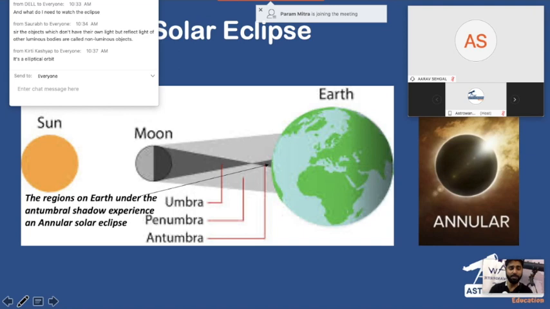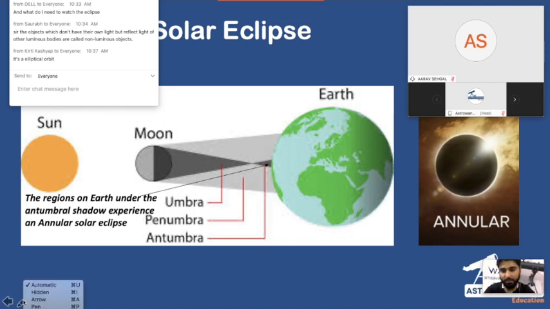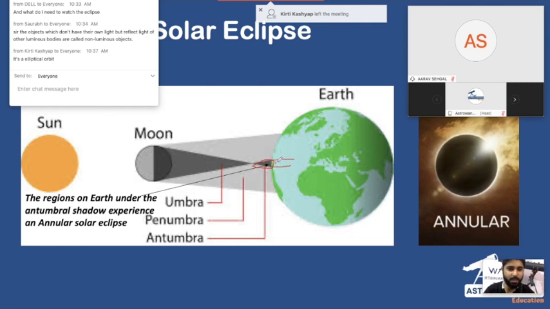Now here if you see, if the shadow cone is not able to reach the object, another shadow cone generates, which is called antumbra. This is the region of antumbra, and this is the place which will see the annular solar eclipse. And the rest, again, these will see partial solar eclipse, okay? I believe you all understood the three types of eclipse.